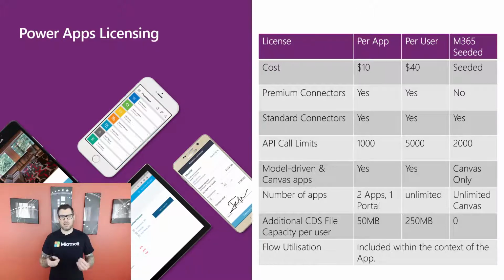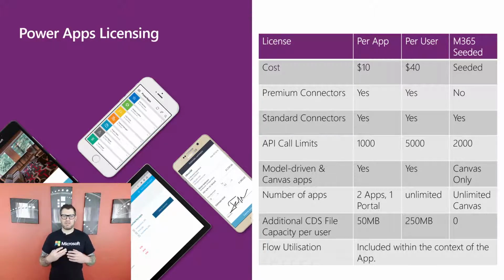Now, there's some really crucial differences here. Per app and per user, you can leverage premium connectors. I call them business productivity connectors. In the seeded version with Office, you can't. So you can only use standard or personal productivity connectors. A couple other things that are important with per app and per user, you can generate model-driven applications, whereas M365 seeded, you can't. So you also can't create portals.